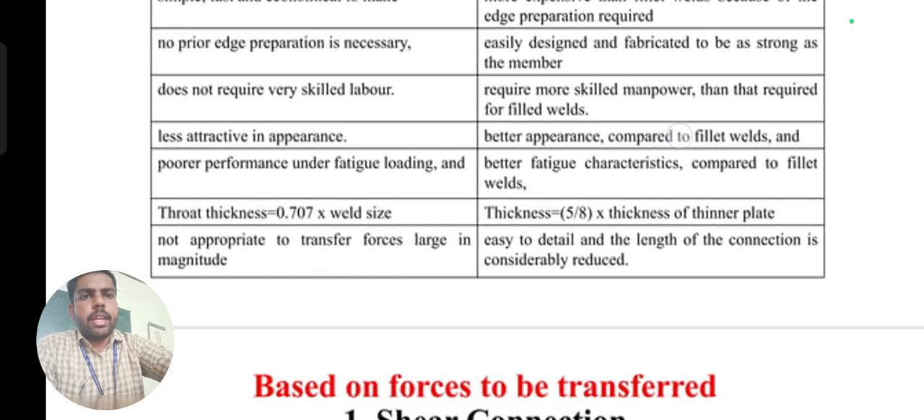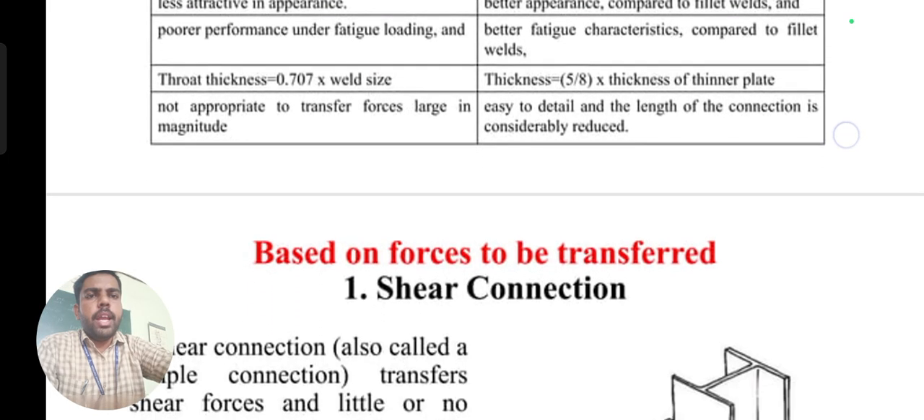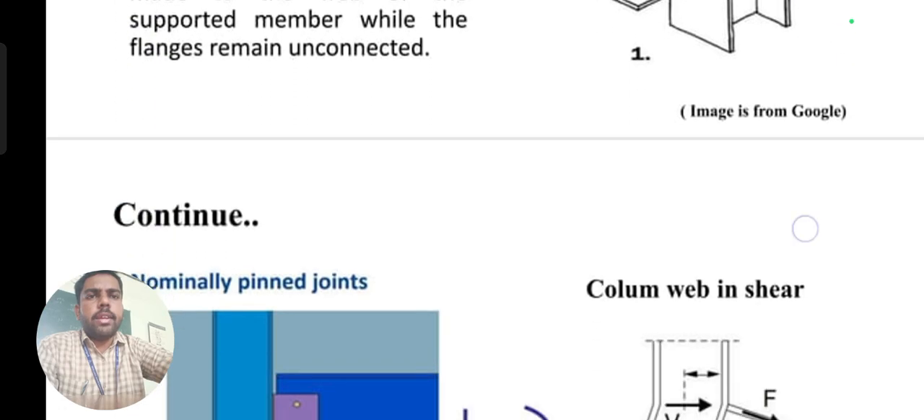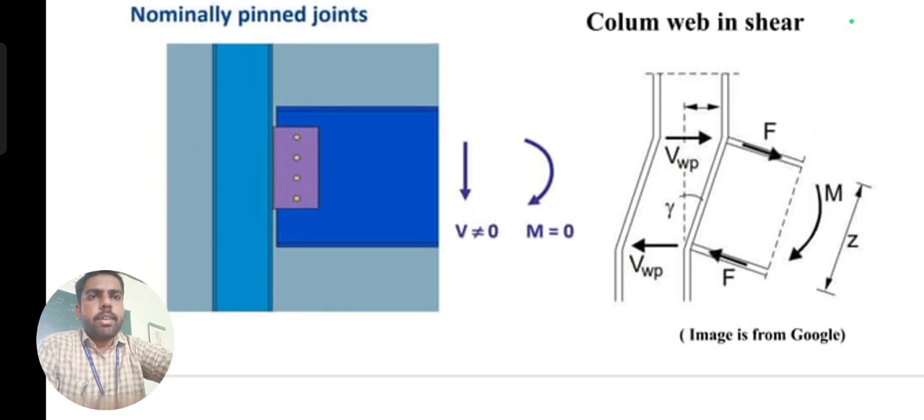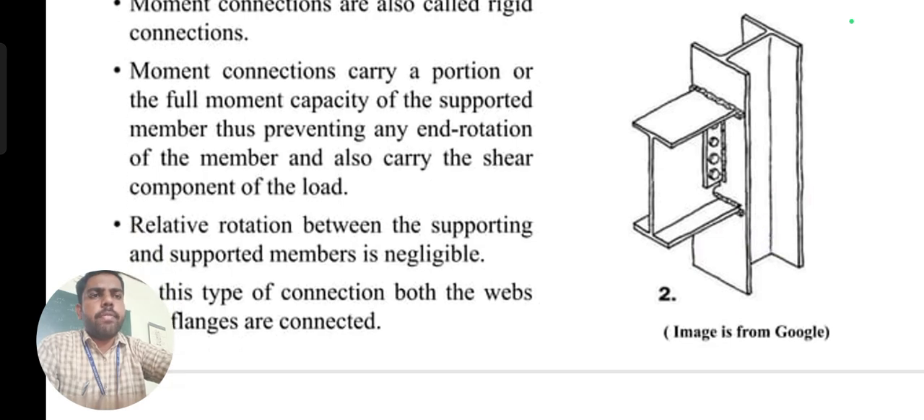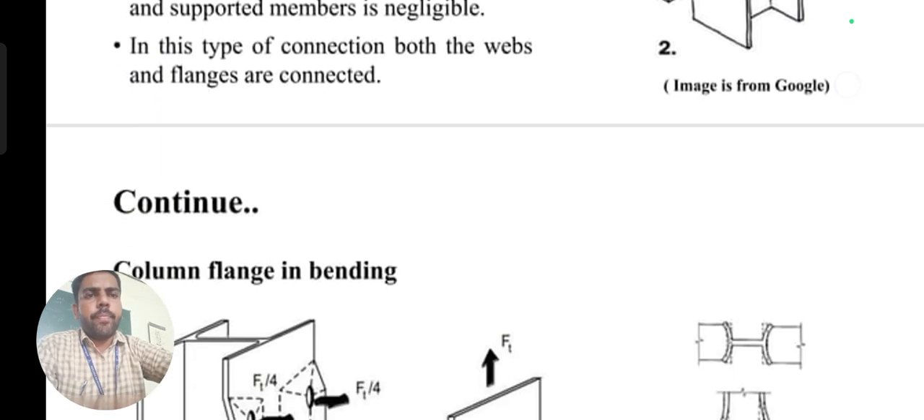And here the forces transferred are large in magnitude. Based upon the forces transferred, there are shear connections and bearing connections. Shear means one plate is connected to another plate with the help of bolting. The shear forces may be acting on that particular joint, from one force to another force. And moment connections means rigid connections. In this type of connection, the friction developed between the two plate surfaces is called moment.